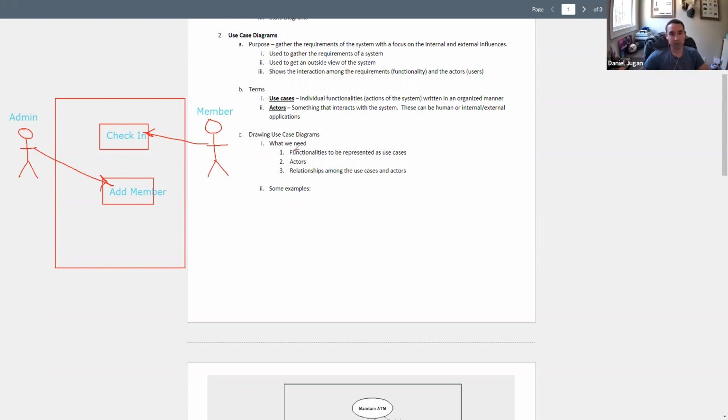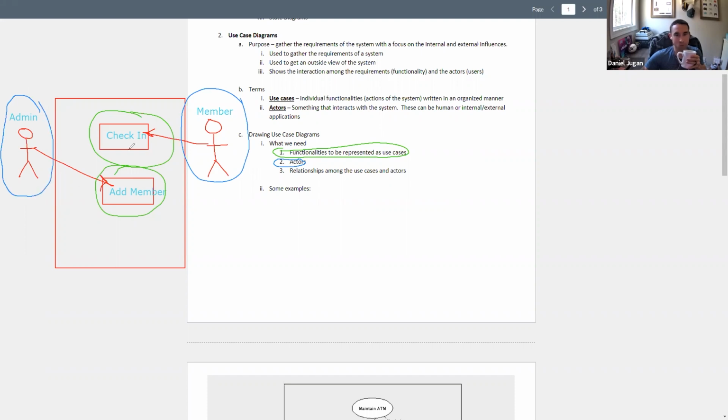And so these functionalities right here are represented by these right here. Again, those are features or things you can do inside of the application. And then we have actors. Let's get a different color. Actors are entities that interact with those use cases, those functionalities. Okay, does that make sense? Any questions on this?